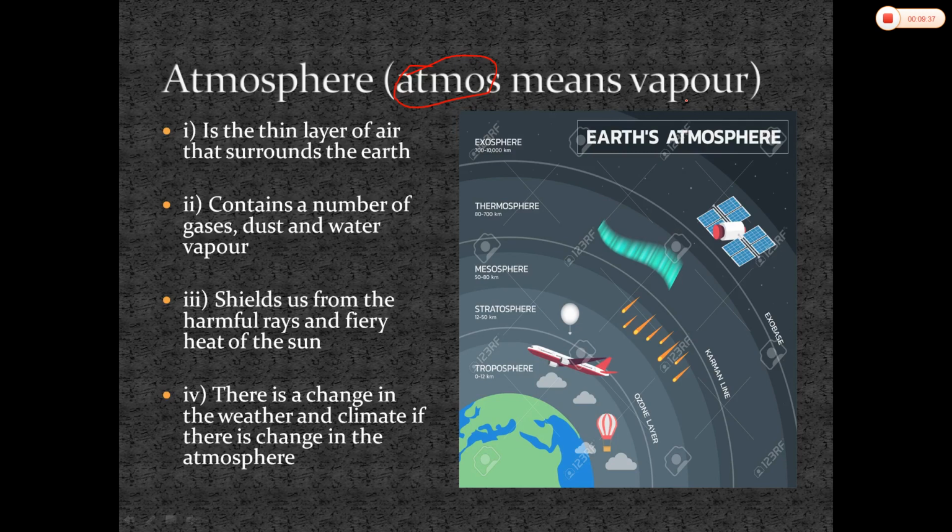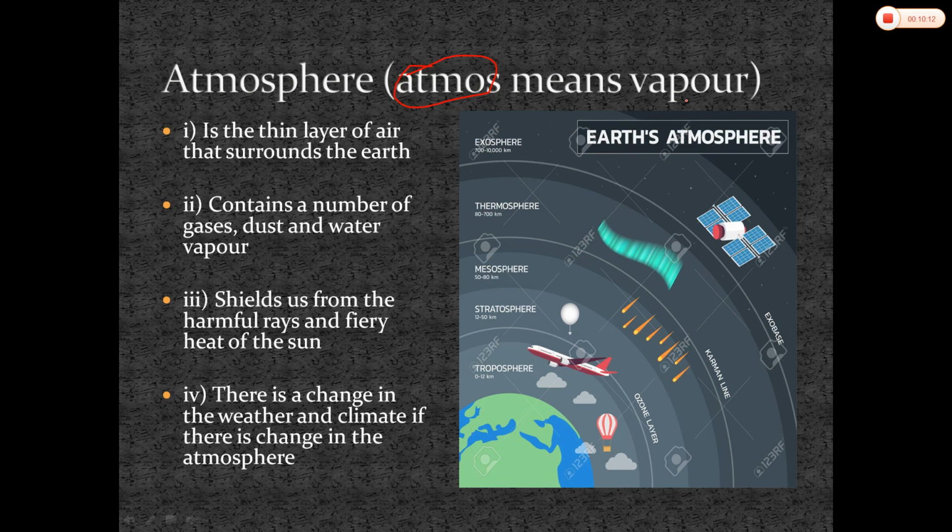The gravitational force of the earth holds the atmosphere around it. It protects us from the harmful rays and scorching heat of the sun. It consists of a number of gases, dust and water vapor. The changes in the atmosphere produce changes in the weather and climate. Therefore the atmosphere is also very important for humans.